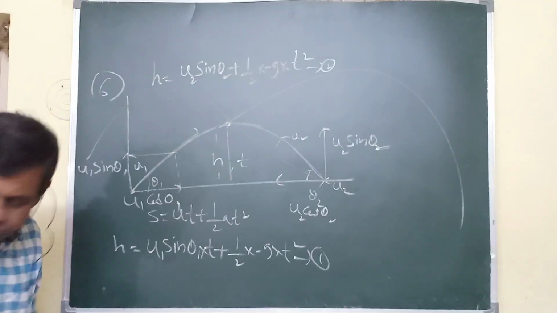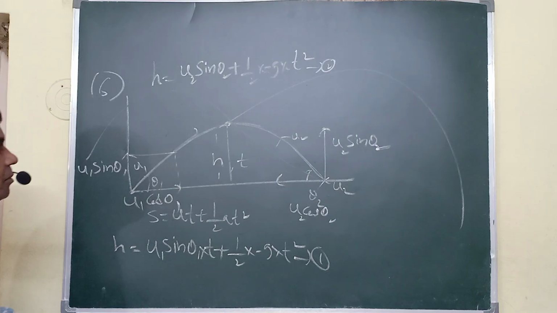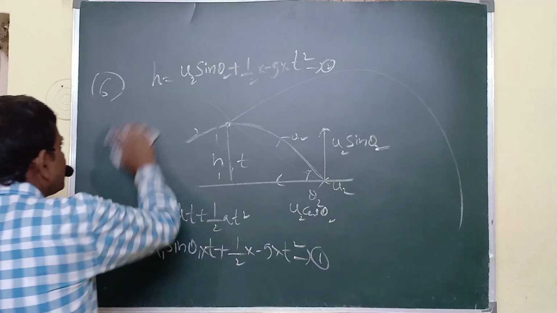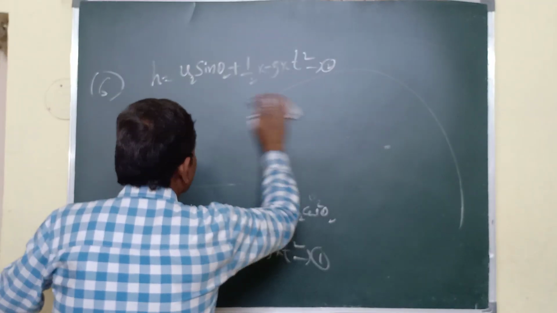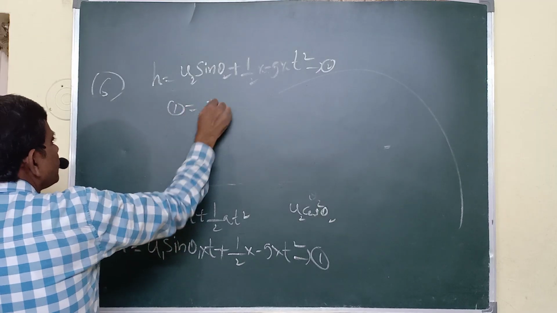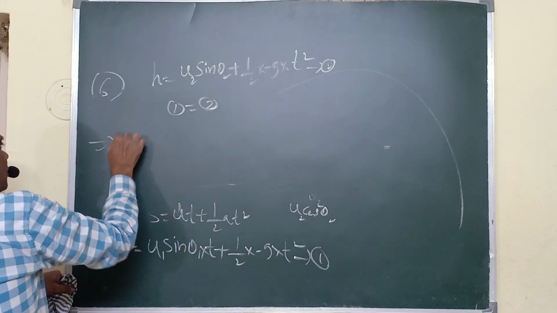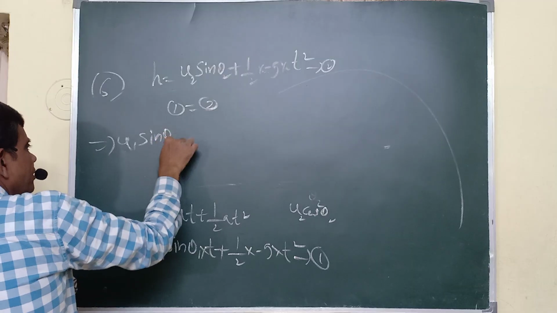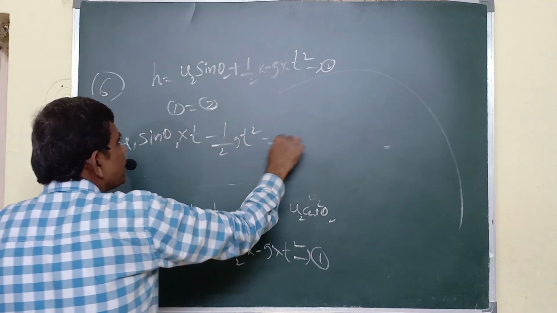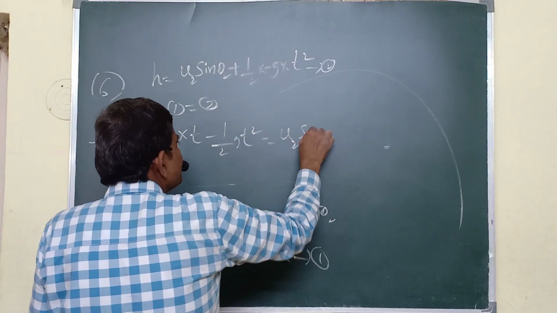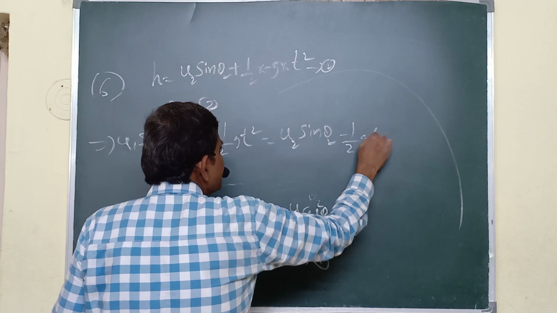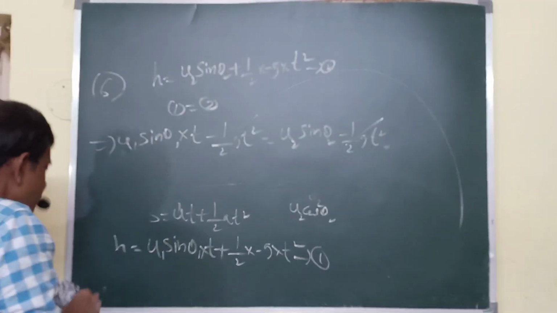So here 1 equals 2. To compare these, equation 1 equals equation 2. So what is the one? u1 sin theta 1 into t minus half g t square equals u2 sin theta 2 t minus half g t square. This cancels. So what happens here?